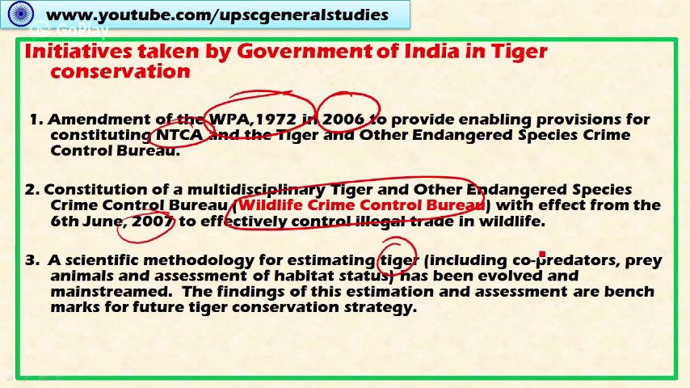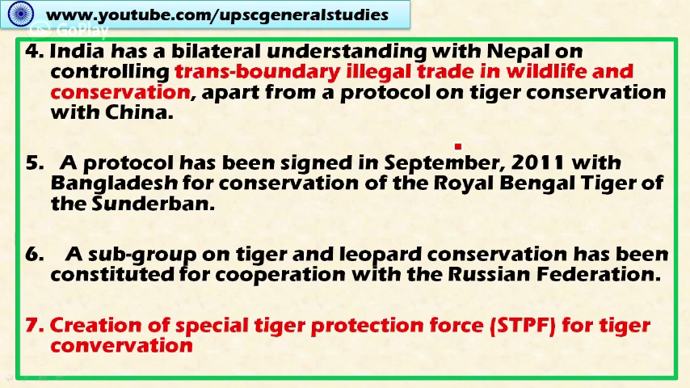Including the co-predators like leopard and lion, prey animals, and assessment of habitat status has been evolved. The scientific methodology has been evolved by Government of India and mainstreamed, so that better conservation strategies can be taken up. And India has a bilateral understanding with the Nepal government on controlling transboundary illegal trade in wildlife and conservation, apart from a protocol on tiger conservation with China. So this will help internationally in protecting the tigers.